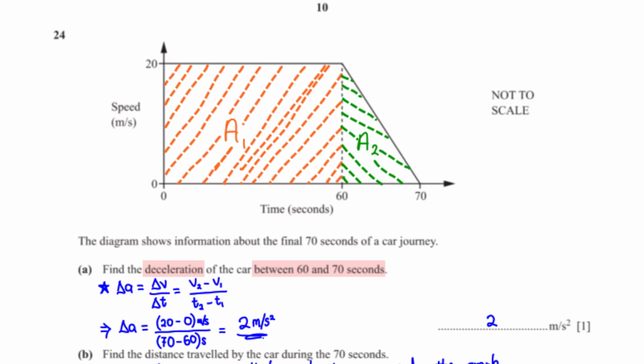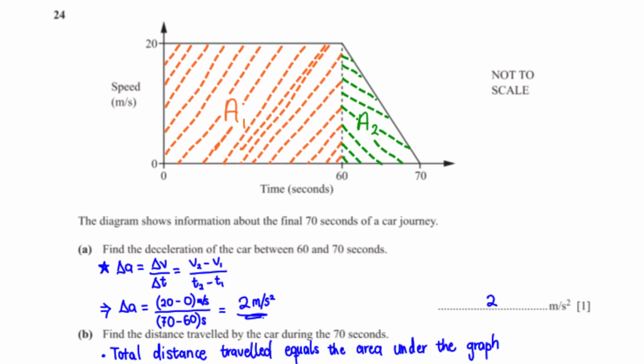So to find the deceleration, that will be equal to the change in speed of the car divided by the time taken. And so that gives us 20 minus 0 meters per second divided by 70 minus 60 seconds. And when we type this into the calculator, we get 2 meters per second squared.